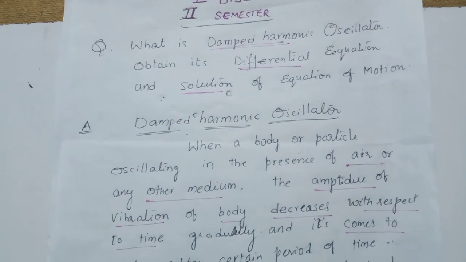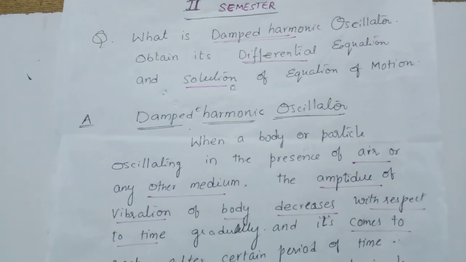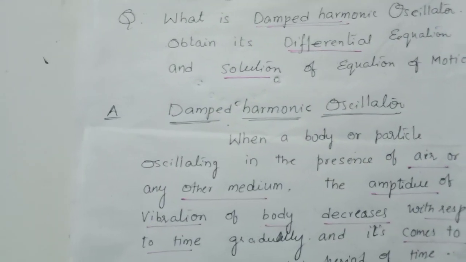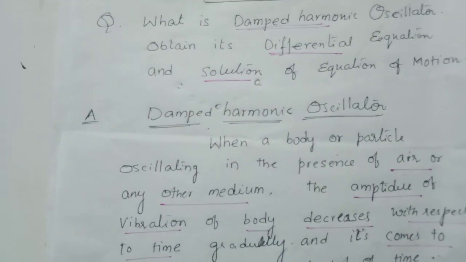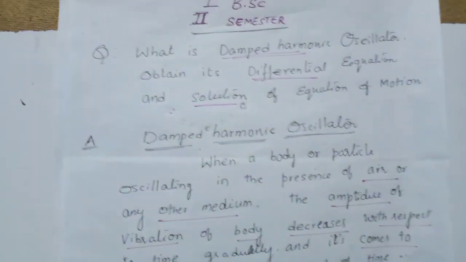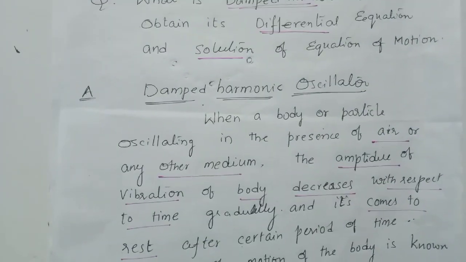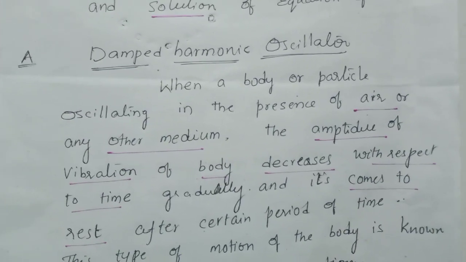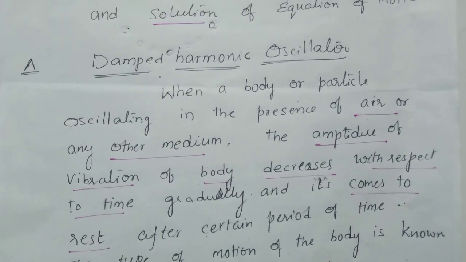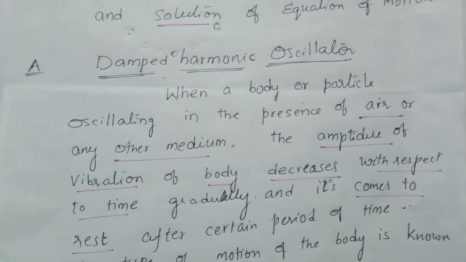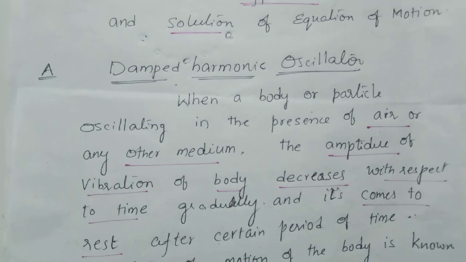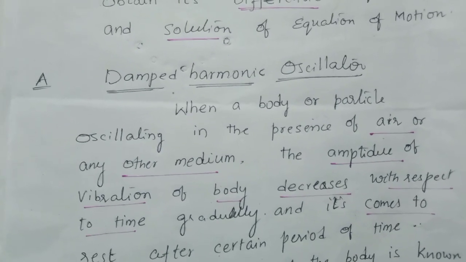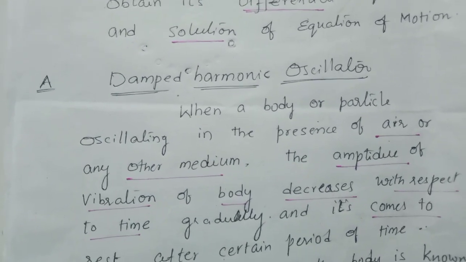First, what is a damped harmonic oscillator? What is the meaning of damped? Damped is nothing but diminished or decreasing something. Here, the amplitude of vibration of the body decreases gradually with respect to time due to air resistance. So it is named a damped harmonic oscillator.